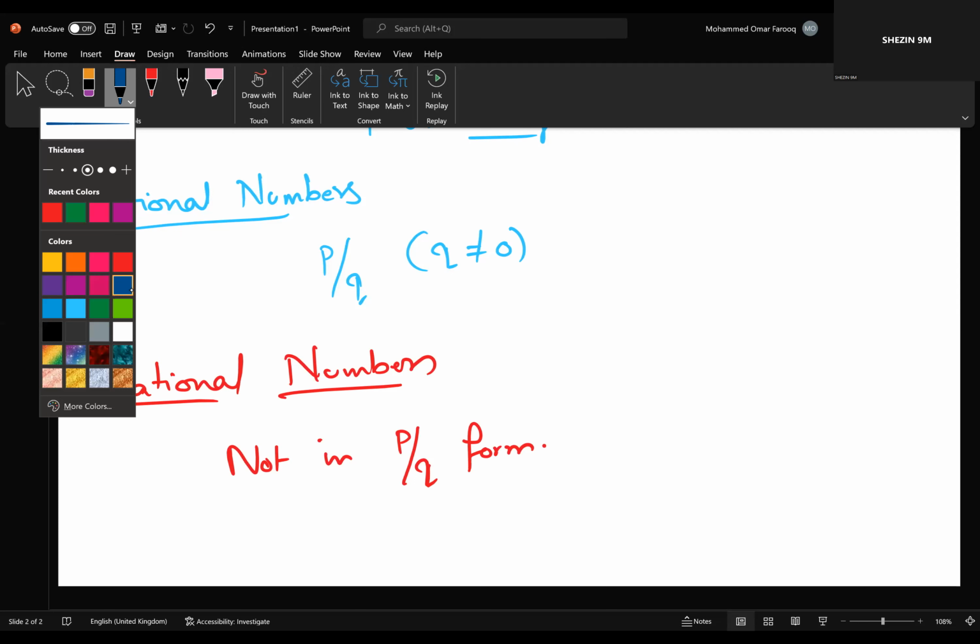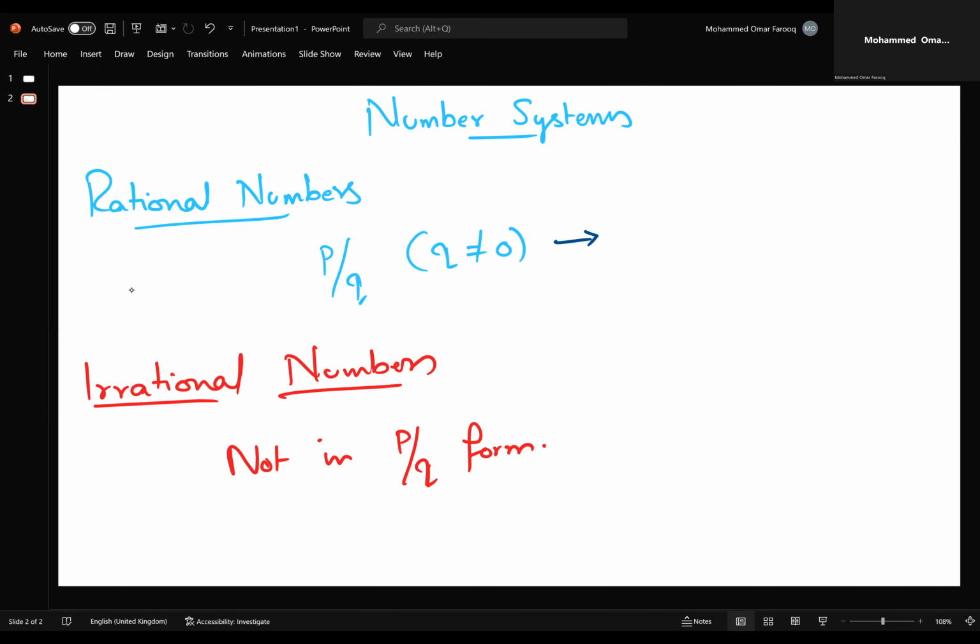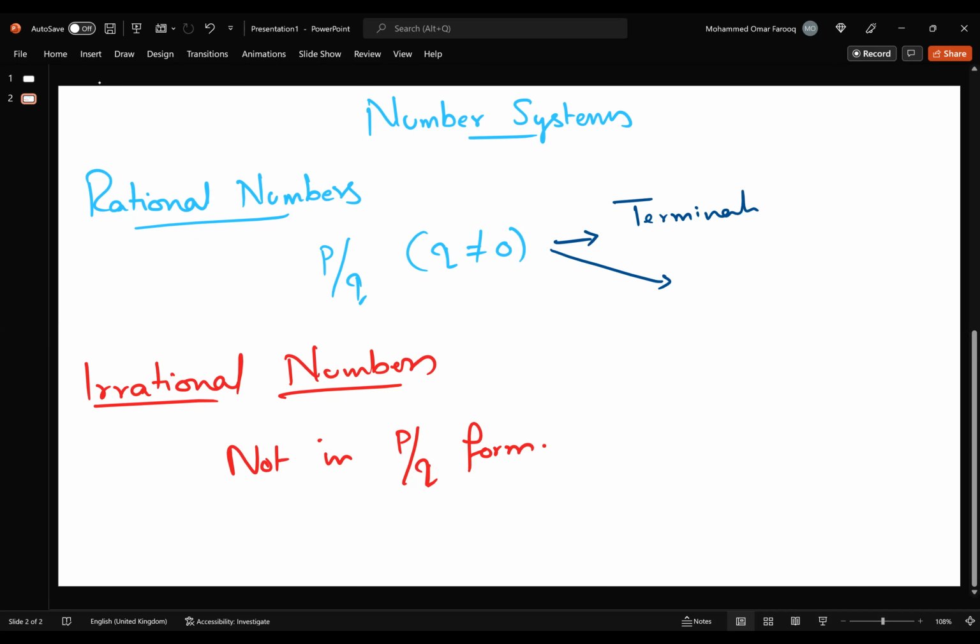Now, coming to rational numbers, when they are represented in decimal form, they can take two forms of decimals. What are they? One is terminating decimal, and another one is non-terminating repeating, or recurring. Is it right, sir?